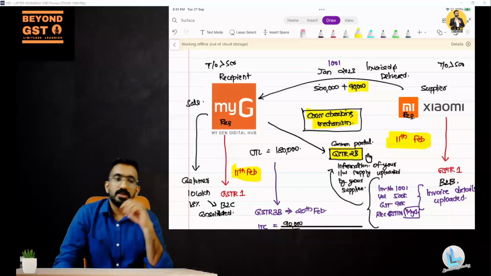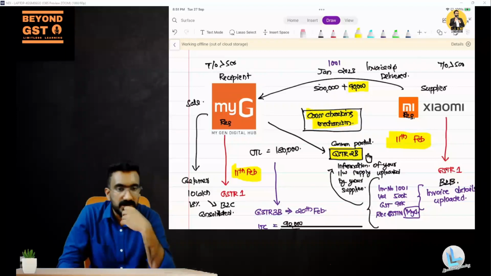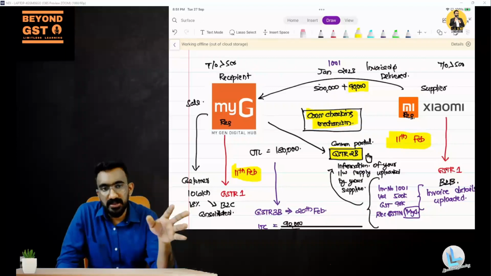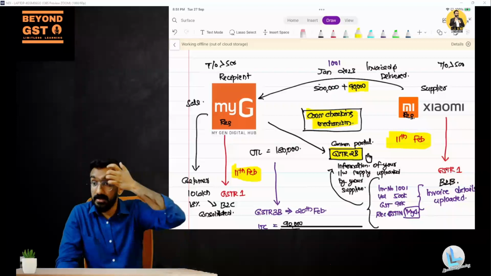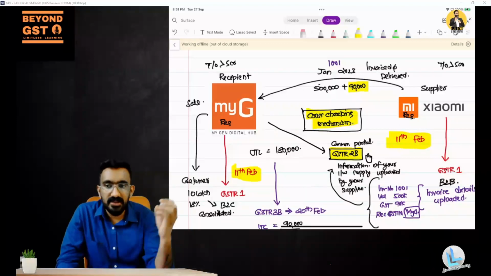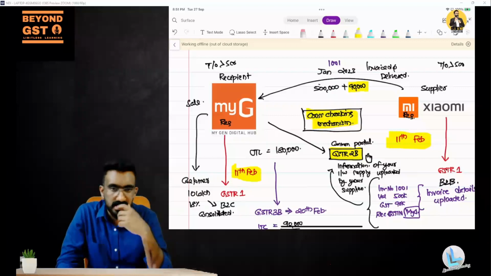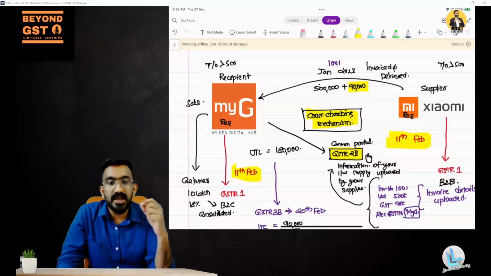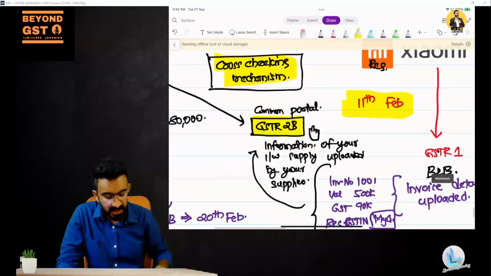So the best method in which government can check this is by using the return mechanism we have, because as far as Xiaomi is concerned, is it an outward supply or an inward supply? It's an outward supply for Xiaomi. So whenever Xiaomi is making an outward supply for 5 lakh rupees plus 90,000 GST, what Xiaomi has to do is upload this information in a return called GSTR1.